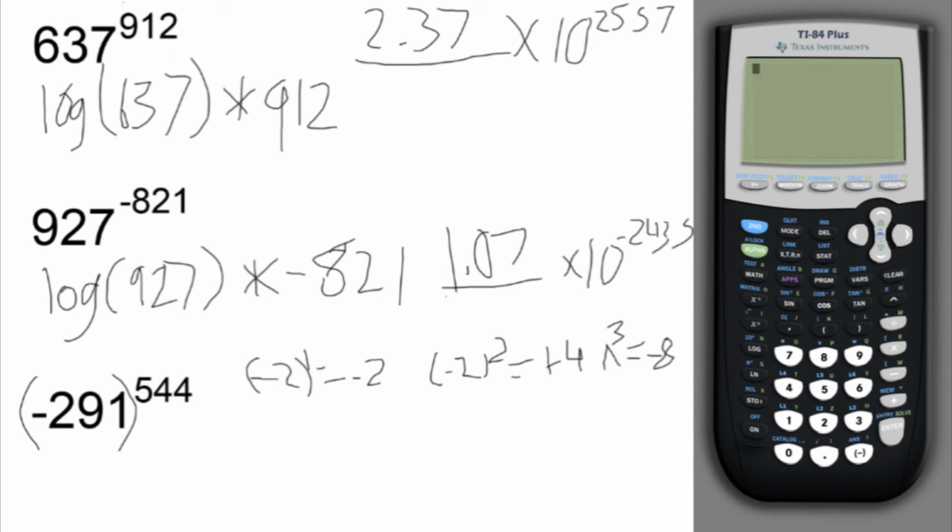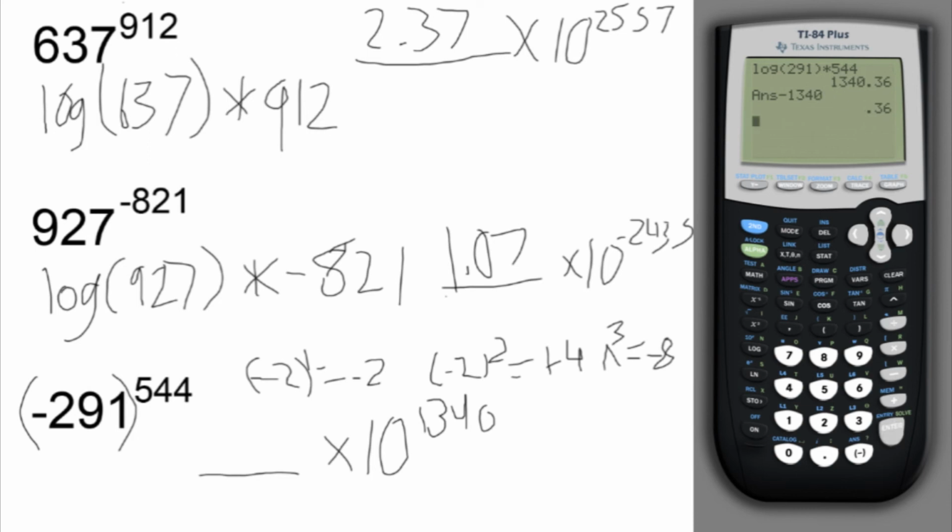So at first, we just need to do the same thing as the first problem. We're just going to type in log of positive 291 times 544. And with this, we get 1,340.36. Now, again, we're going to write this as blank times 10 to the power of the whole number, which is 1,340.